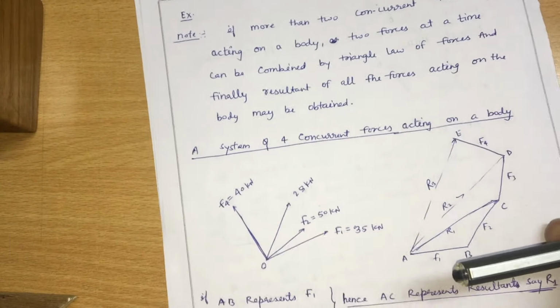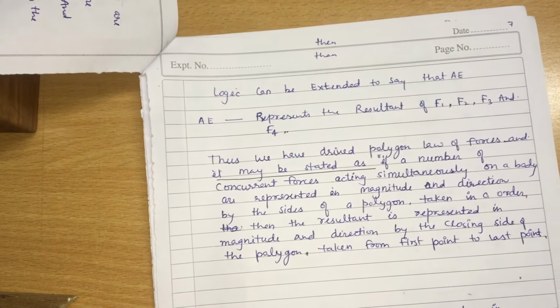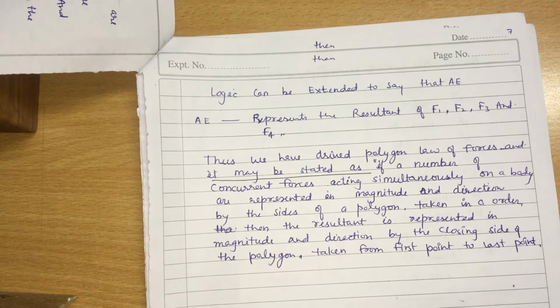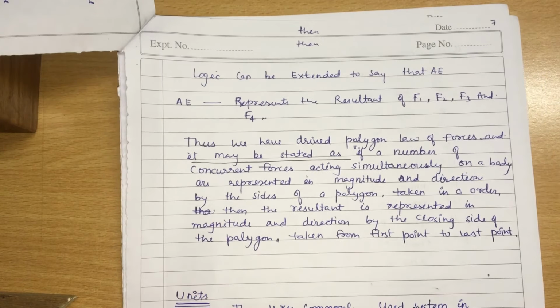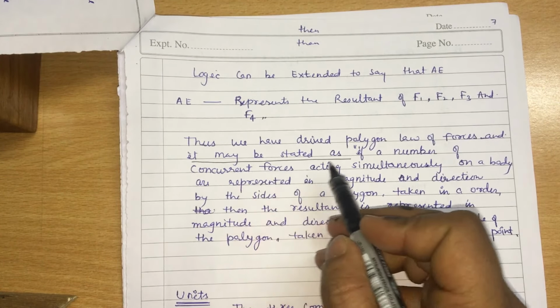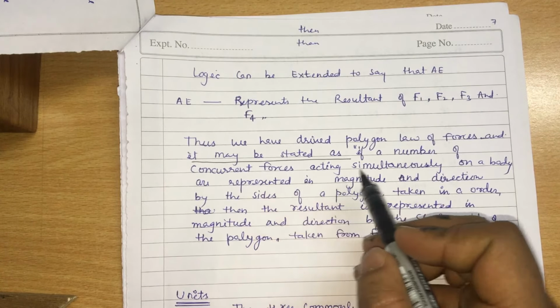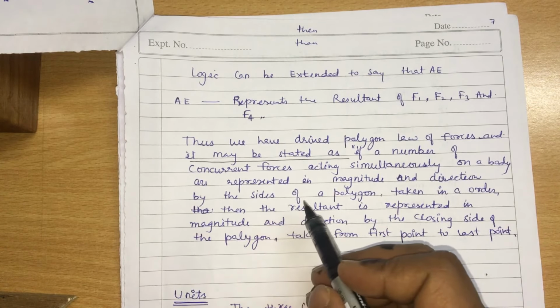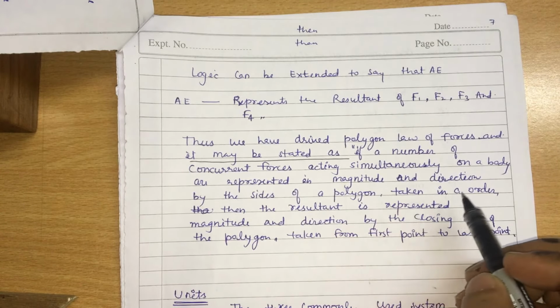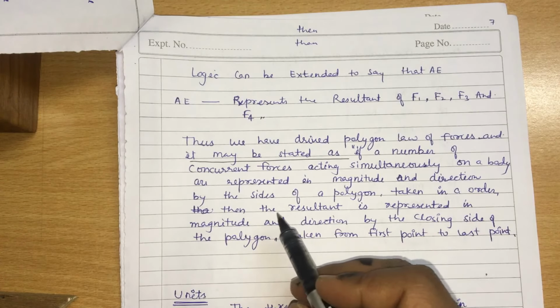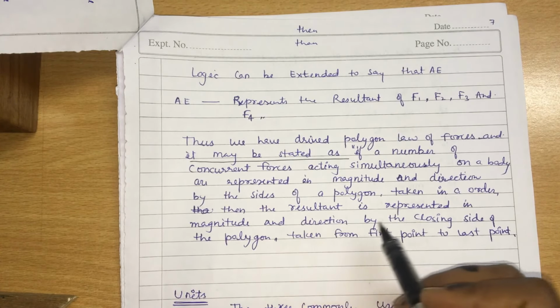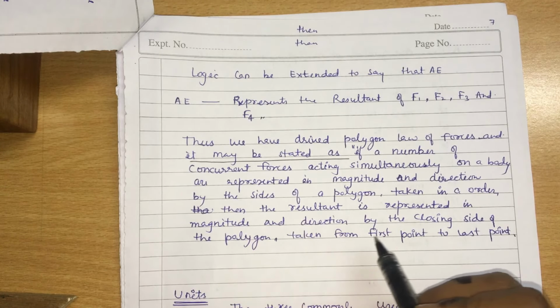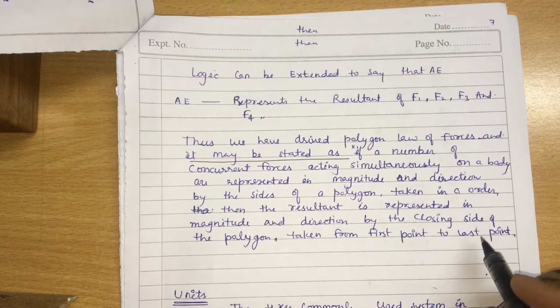Now the polygon law of forces is also an important law. It is nothing but the repetitive use of the triangle law of forces. So what does it explain? It may be stated as: if a number of concurrent forces acting simultaneously on a body are represented in magnitude and direction by the sides of a polygon taken in order, then the resultant is represented in magnitude and direction by the closing side of the polygon taken from the first point to the last point. Correct.